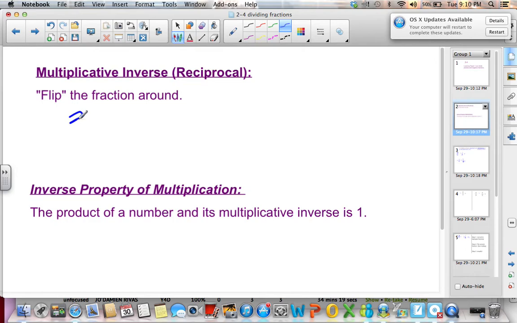So if we have the fraction 3/4, the reciprocal of our fraction would be 4/3. If we have negative 1/5, our reciprocal would be negative 5/1, or just negative 5.